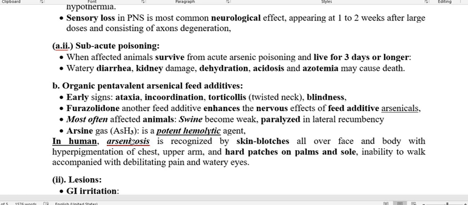As far as arsenic gas is concerned, that is the arsenic hydride, this is a potent hemolytic, as mentioned earlier. This arsenic is not only a potent hemolytic, it also gets absorbed through the pulmonary route, and therefore it is going to produce pulmonary edema.